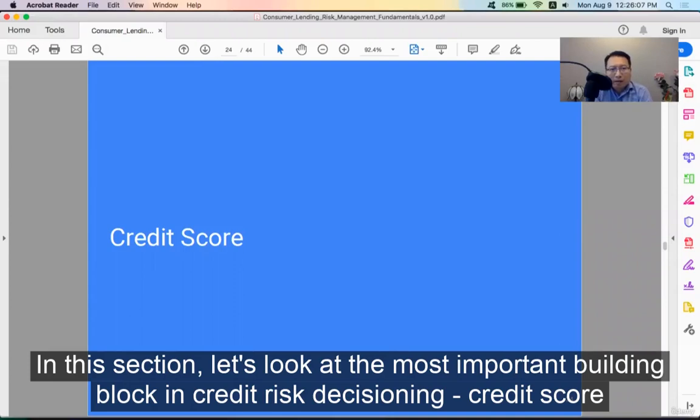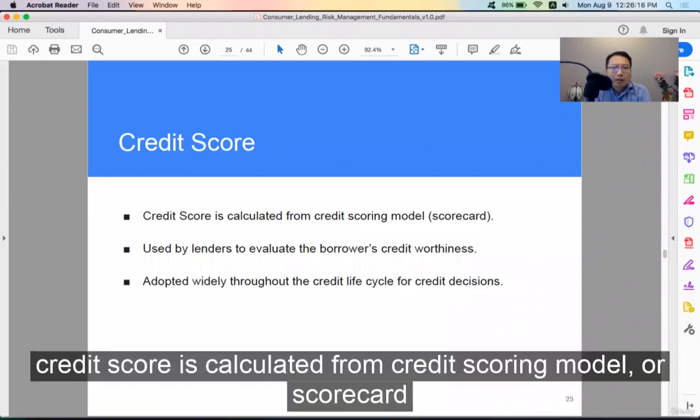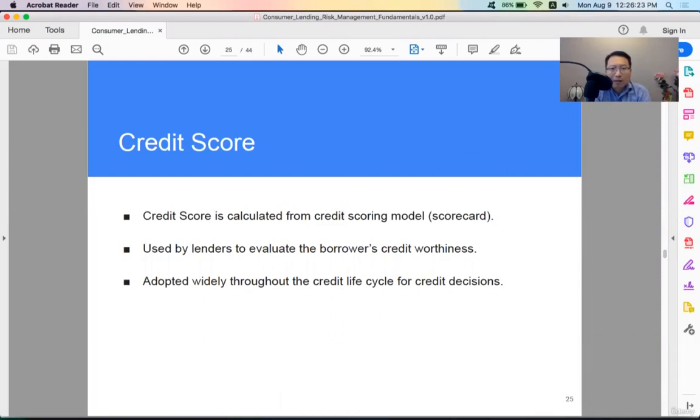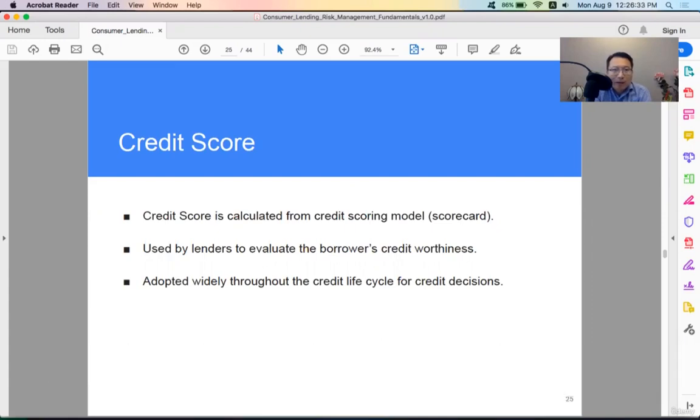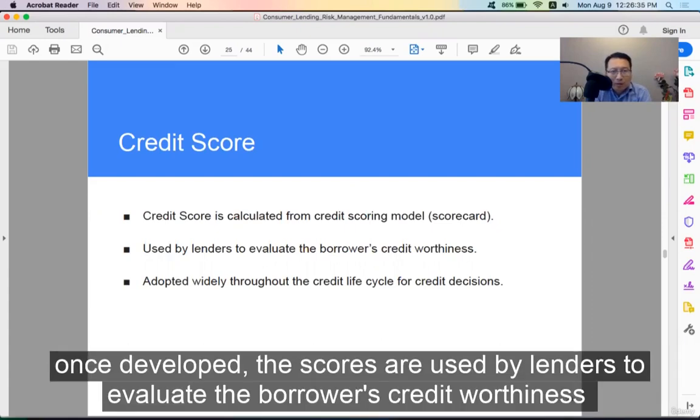In this section, let's look at the most important building block in credit risk decisioning, credit score. Credit score is calculated from a credit scoring model or scorecard. These models are developed by statisticians or data scientists using different methodologies. Once developed, the scores are used by lenders to evaluate the borrower's creditworthiness.